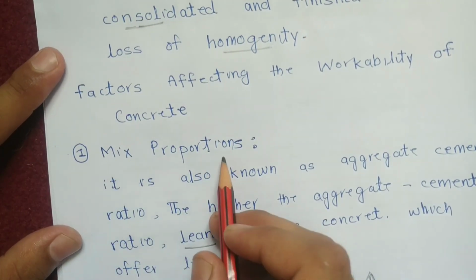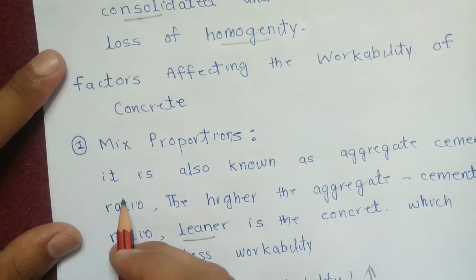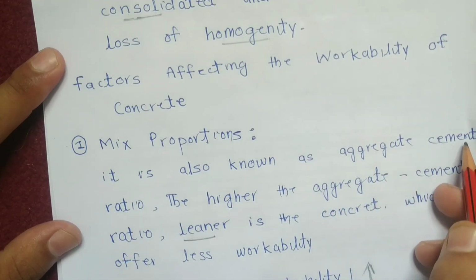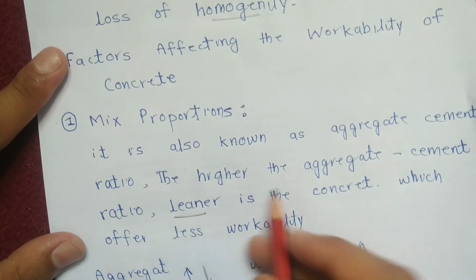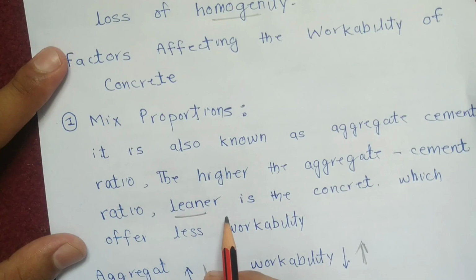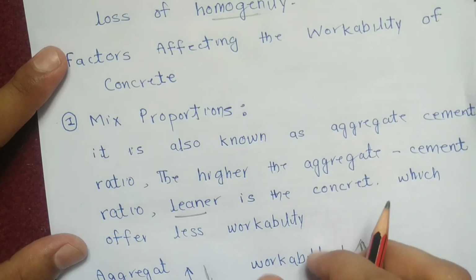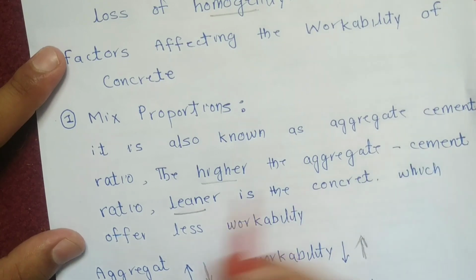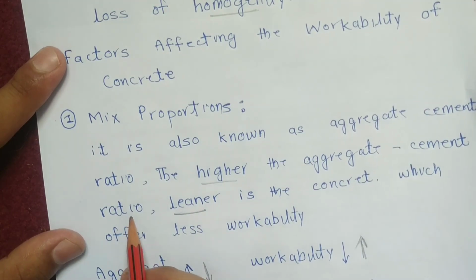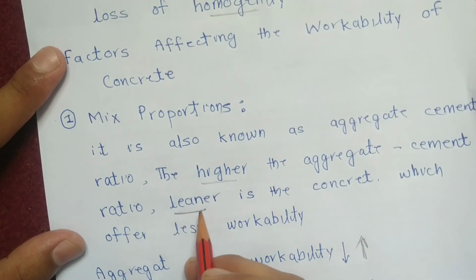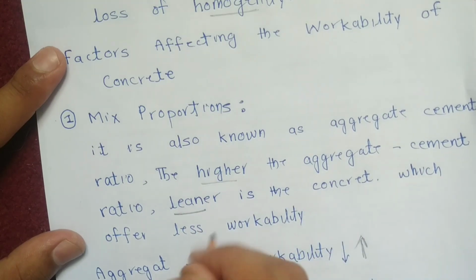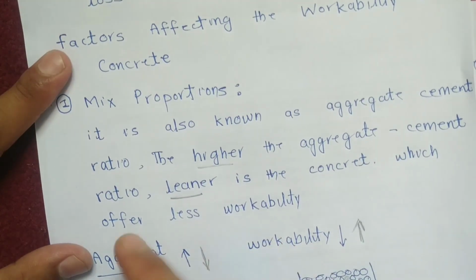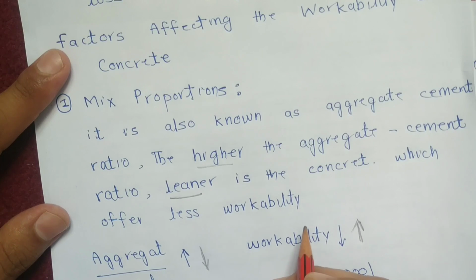First one is mix proportions. It is also known as aggregate cement ratio. The higher the aggregate cement ratio, the leaner is the concrete. So here it explains that whenever our aggregate cement ratio is higher, then the concrete is leaner. So our concrete will become weak, which offers less workability.